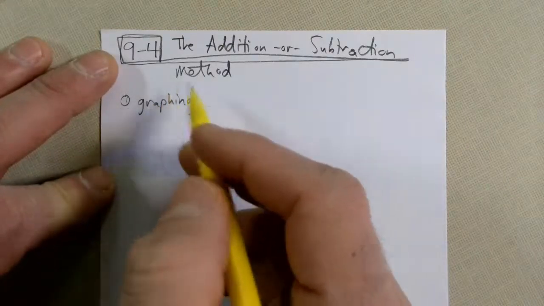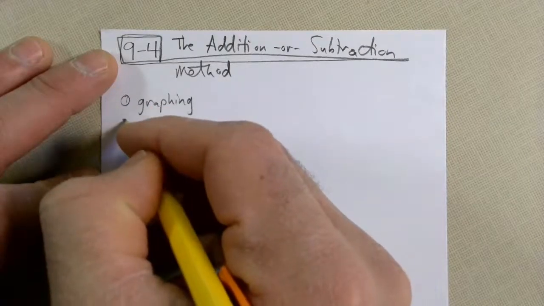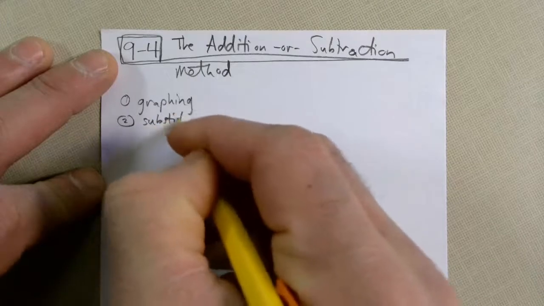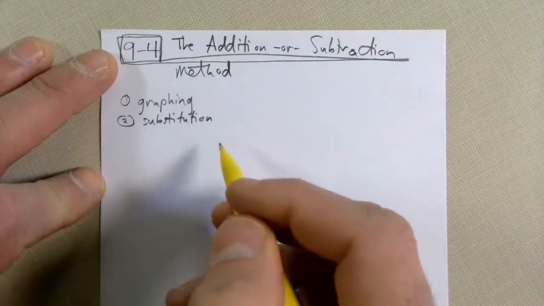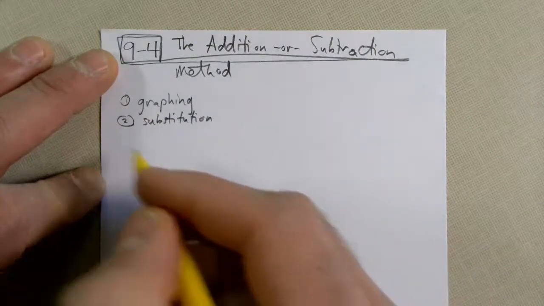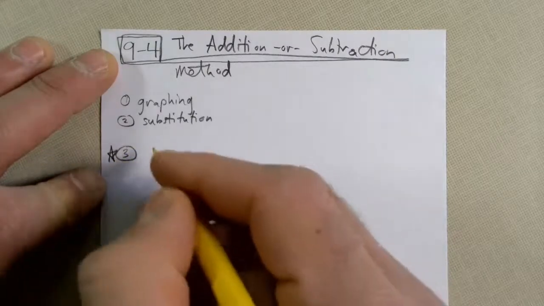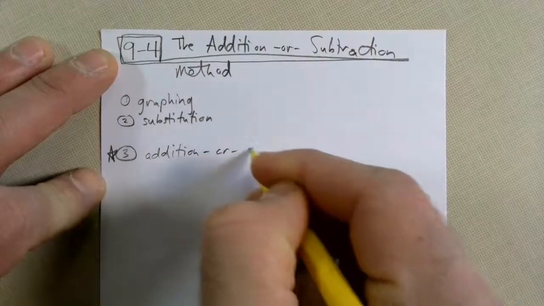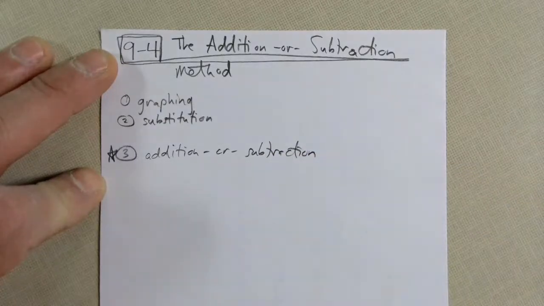And if you have a graphing calculator or a graphing program, that makes it super easy, and you can always do that. The other way we learned was substitution. You solve one of the equations for a single variable, then you substitute that into the other equation. Now today we are learning another way. It's called the addition or subtraction way. You can do it with addition or subtraction. Let me show you what I mean.